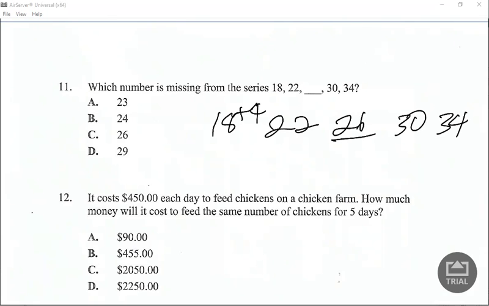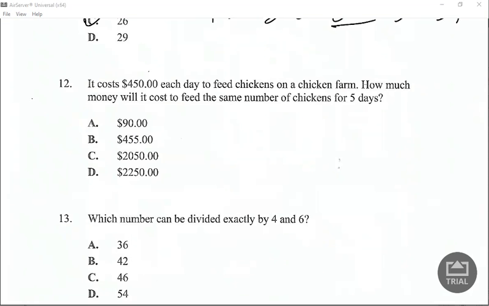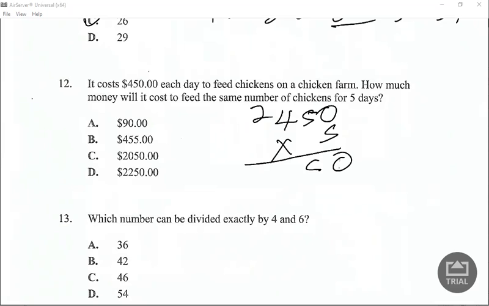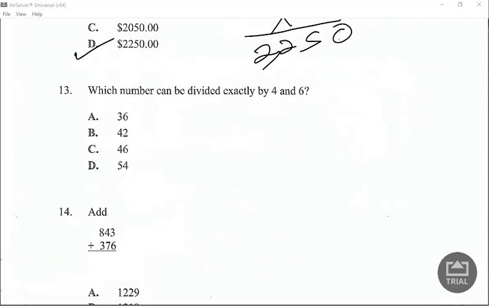Let's look at number 12. It costs $450 each day to feed chickens on a chicken farm. Oh God, it's crazy, man. How much money will it cost to feed the same number of chickens for 5 days? So if you have 450 each day, all you have to do is multiply it by 5, or add 450 five times. But we can multiply, it's very easy. 5 times 0 is 0, 5 times 5 is 25, 5 times 4 is 20, and that's 22. So it's 2,250, and that's D.